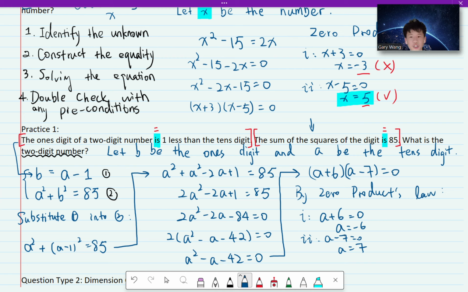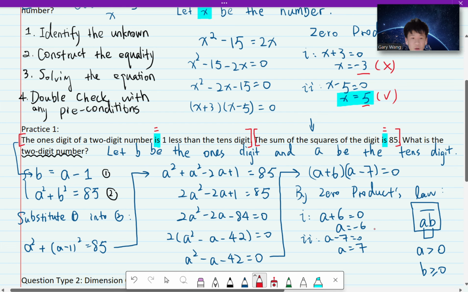Next, we can double check with the preconditions. AB is a 2-digit number. So if we have any 2-digit number, inherently both of these digits should be non-negative. So A is greater than 0, and B is also greater than or equal to 0, because A, the leading digit, cannot be 0. So let's go back to our 2 possible solutions right here. We can clearly see that since negative 6 is not greater than 0, we need to eliminate this possibility. And 7 is okay.